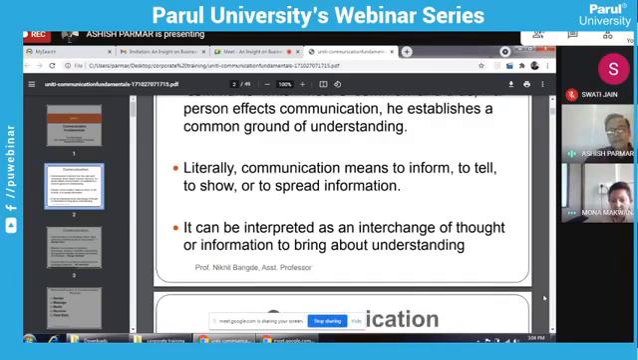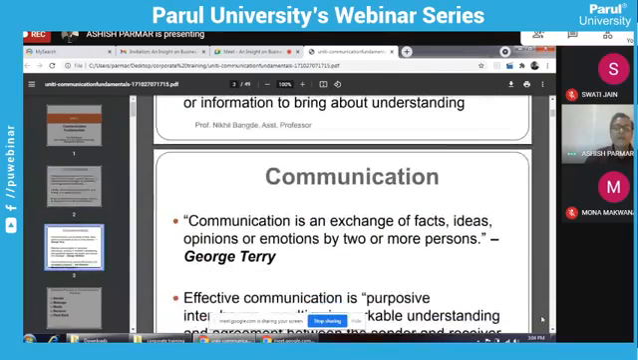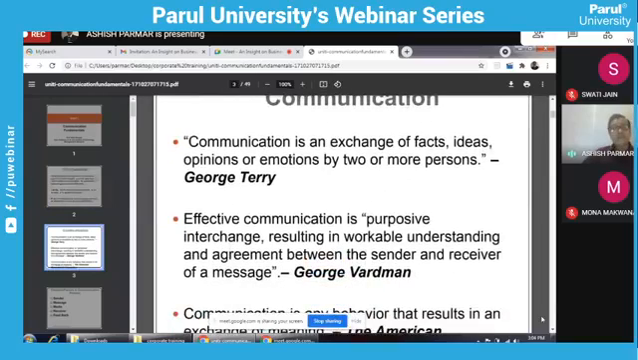It can be interpreted as an interchange of thought. A lot of people commonly say communication means exchanging of ideas or interaction between people, exchanging thoughts and ideas. That is the basic understanding of communication. Communication is an exchange of facts, like I said, ideas. This is a very popular quote said by Mr. George Terry: communication is an exchange of facts, ideas, opinions, or emotions by two or more persons.